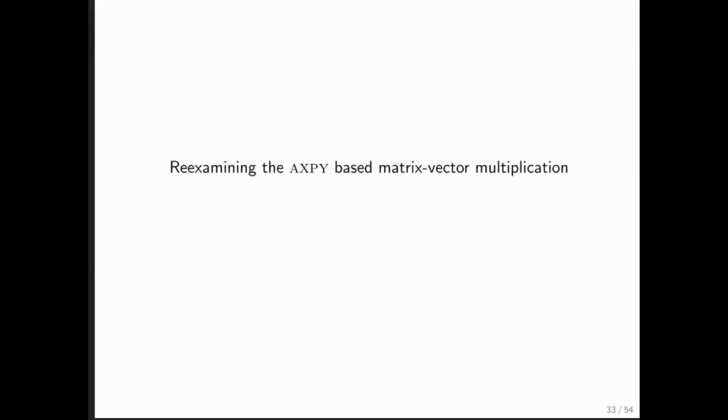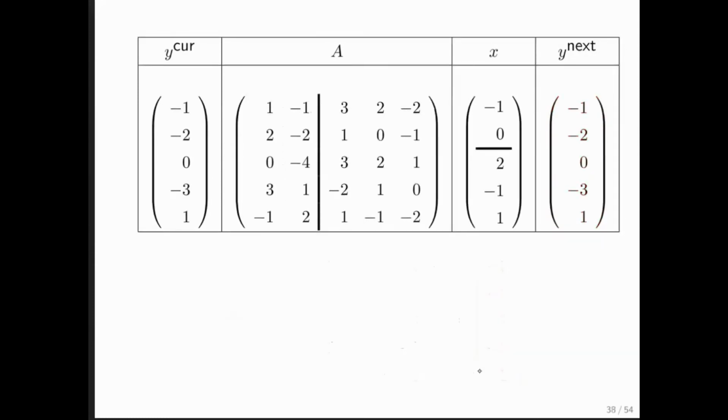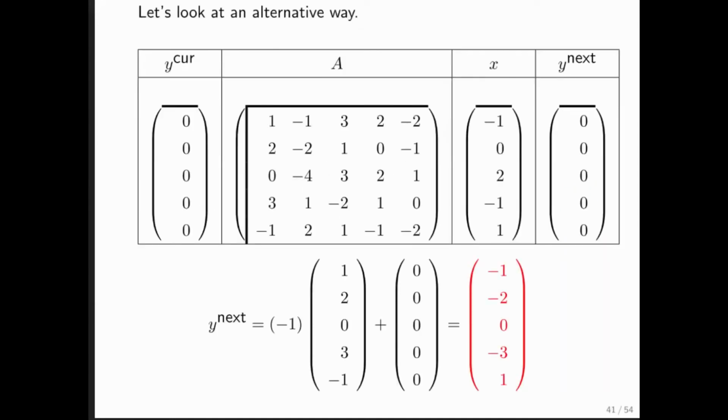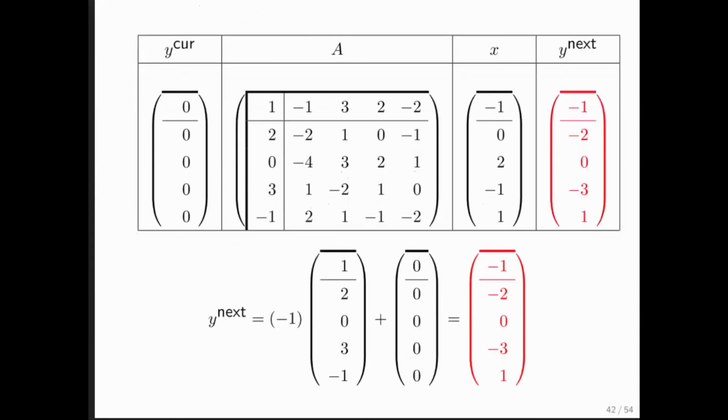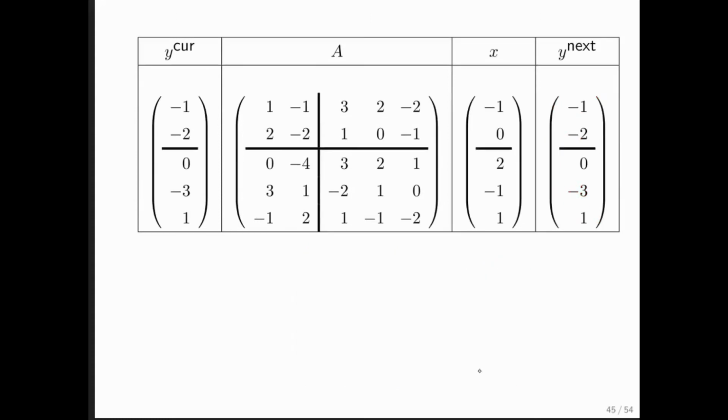Now let's re-examine the AXPY-based matrix vector multiplication. There we marched through the matrix by columns, and we performed AXPYs, and so forth. What if we march through our matrix differently? Then we do this, and we go forward, etc. The important thing here is that each AXPY is now partitioned into AXPYs with the different parts of the column and the vector, etc.